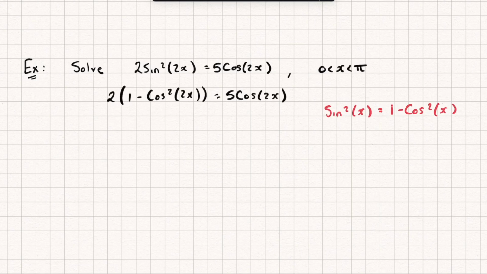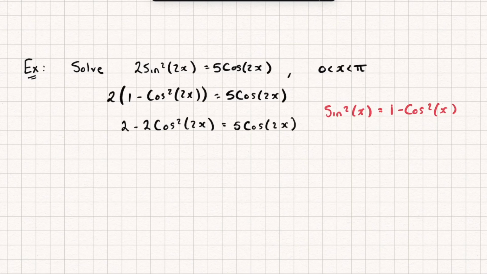Okay, now you need to be careful of that because a lot of people will just forget about this 2 or just multiply this 1 by 2. You need to put brackets around the whole thing. So now let's expand it all, and we get 2 minus 2 lots of cos squared of 2x equals 5 lots of cos of 2x.